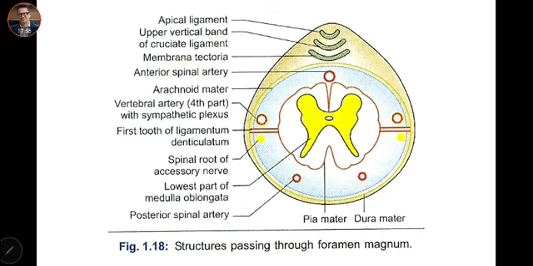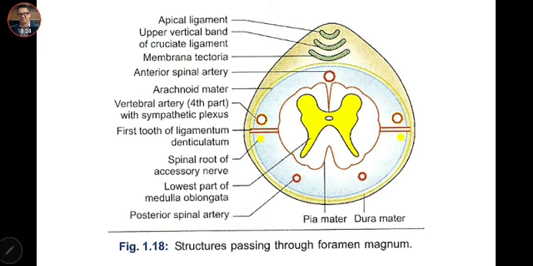This is the apical ligament. You see anteriorly I am starting with these three ligaments: the apical ligament, the upper vertical band of the cruciate ligament, and then the membrana tectoria, or the tectorial membrane. We will study these structures later. You just name them and become familiar with the names. You have to memorize at this stage which structures pass through the foramen magnum. It's a question in the university.